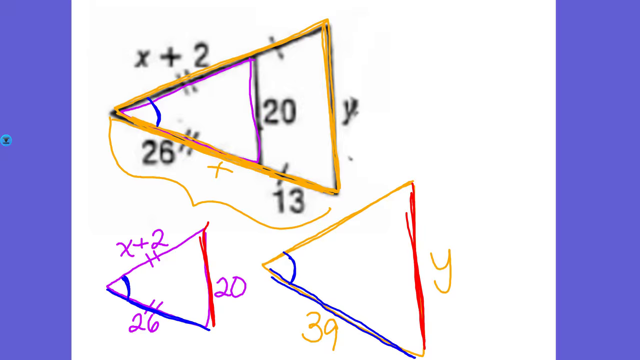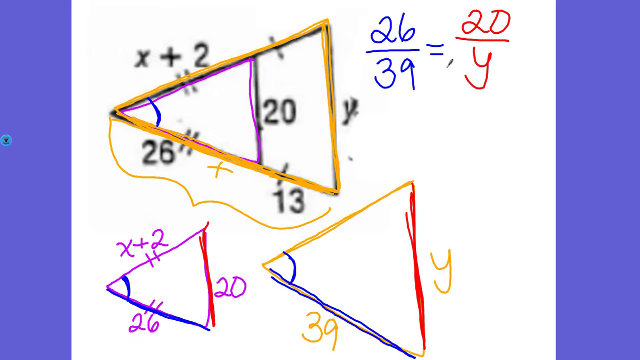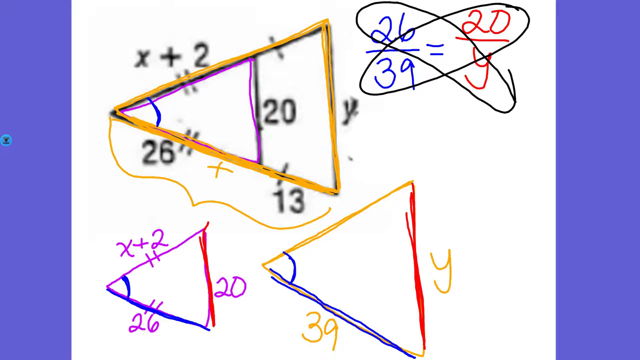So I can set up a proportion and say 26 over 39 should be equal to 20 over y. And notice when I set up that proportion, I put the blue sides on top of each other, purple on top of orange, and then I put the red sides on top of each other, purple on top of orange. So the left triangle over the right triangle equals the left triangle over the right triangle. And so now I can cross multiply to solve this proportion.